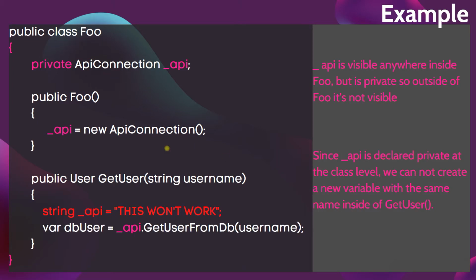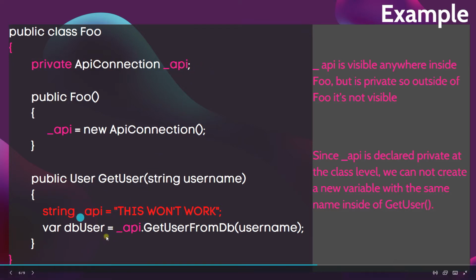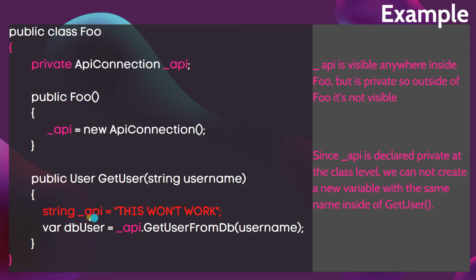Another thing we can't do is reuse the same variable name. We can't come down inside getUser and create a new variable called underscore API, which is of data type string. It doesn't matter what data type we use here, even if we tried to make it an API connection, since we defined our variable up here at the top, it's still considered in scope inside this getUser method. So while we can use underscore API because it can see it from up here, we can't make a duplicate variable with the same name inside here because it would conflict with the one we defined at the top.